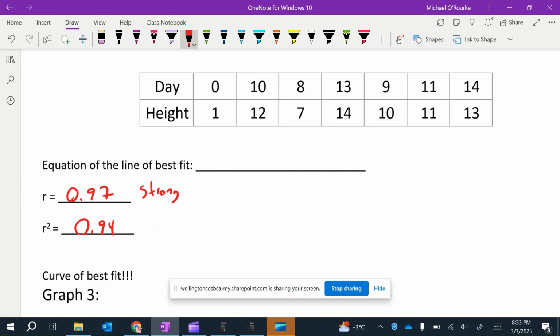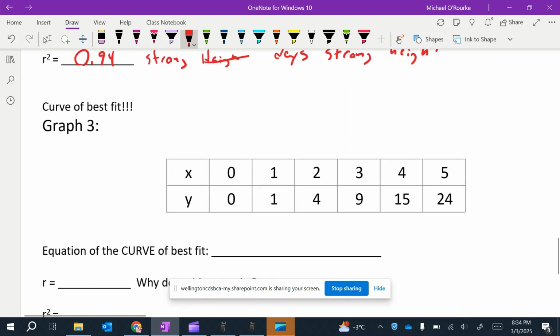correlation coefficient. So there's a very good connection between the data, the age of the plant, and the height of my plant. And as I change X, or as I change my days, there's a strong change in my height. So as the days go up, there's a strong attachment to the height of my plant. Okay?